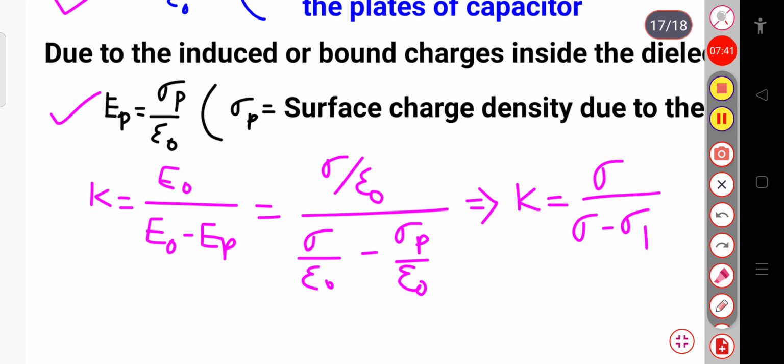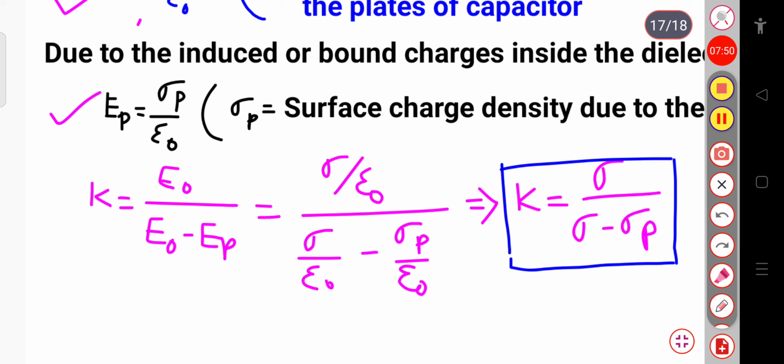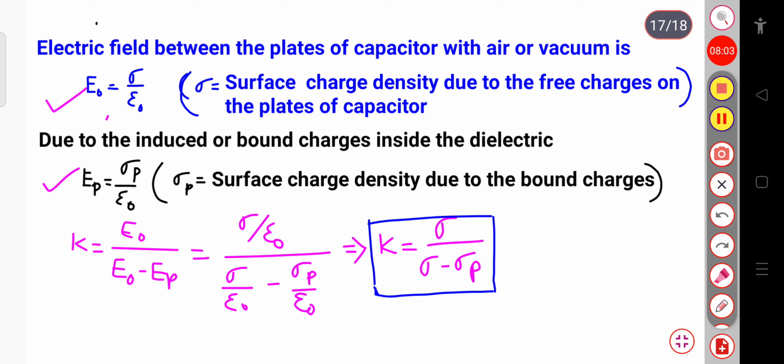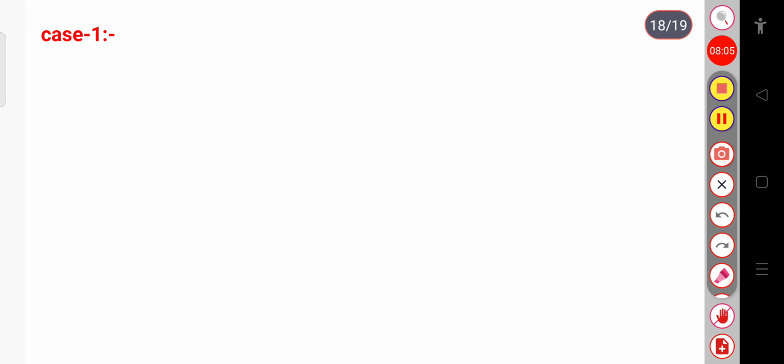This is the dielectric constant relation with the surface charge density. K equal to sigma divided by sigma minus sigma P. Sigma is the surface charge density due to the free charges, and sigma P is the surface charge density due to the bound charges. Now here we will discuss two cases.